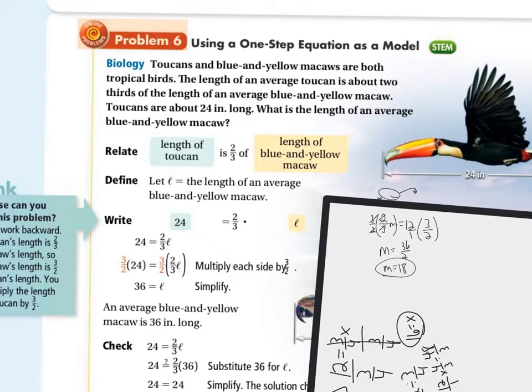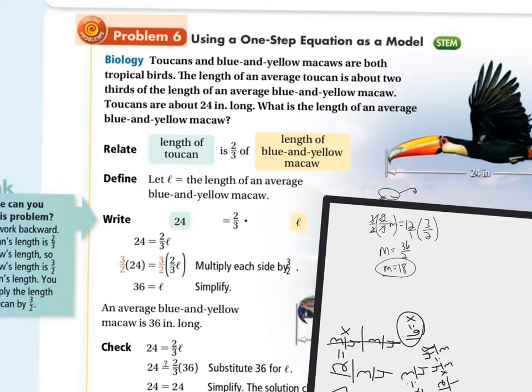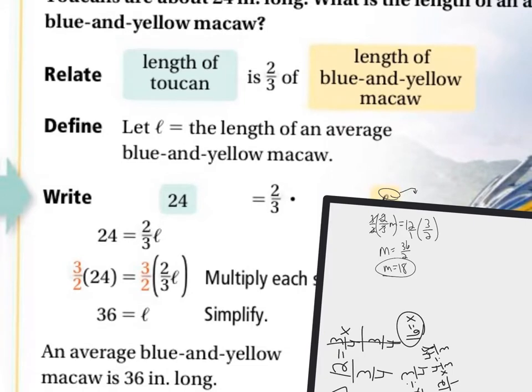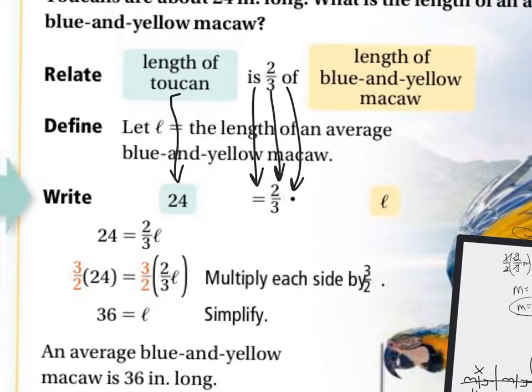So what they did here is they tried to work this into an equation. Length of toucan is 2/3 of length of a blue and yellow macaw. So if we have L represent the average length of a blue and yellow macaw, length of the toucan we know is 24 inches. Is means equals. Of means multiply, and then this length of the blue and yellow macaw is what we're trying to find. So they just translated that into an equation, and then at that point we can solve.